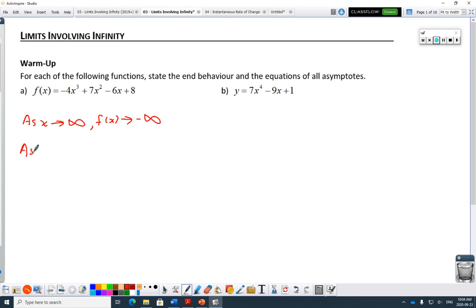What happens though if I sub in a big negative number? When I sub in a big negative number in for x cubed, like negative 1,000, I'm going to get like negative 1 billion. But then it gets multiplied by a negative, and the function goes to positive infinity.